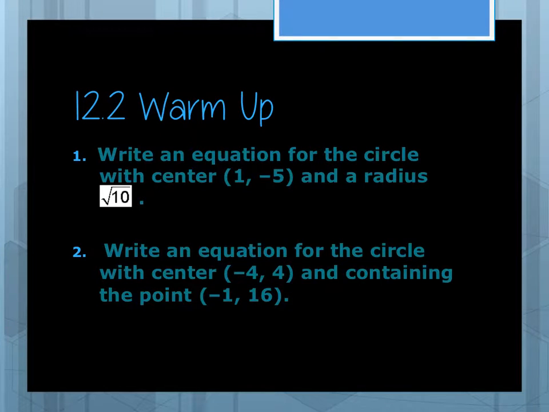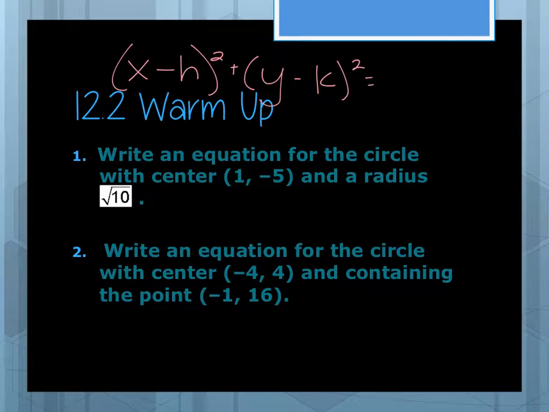All right, so 12.2 is all about circles. Okay, so the one thing you need to know for circles is the standard equation for a circle, which is (x minus h) squared plus (y minus k) squared equals the radius squared. Okay, where the h, k is your center and the r equals the radius.